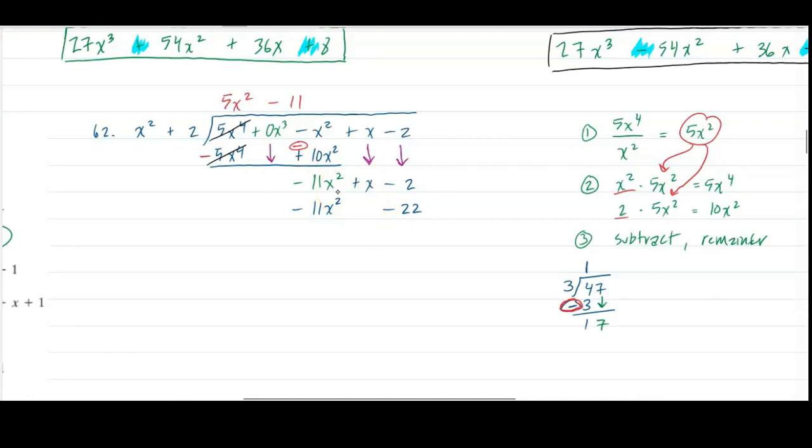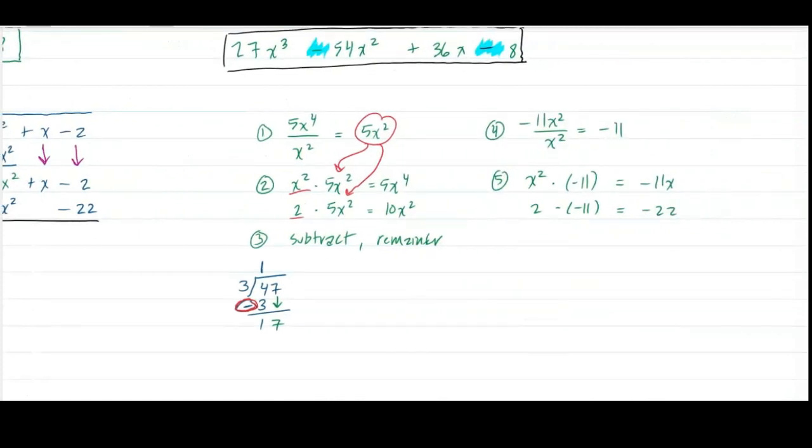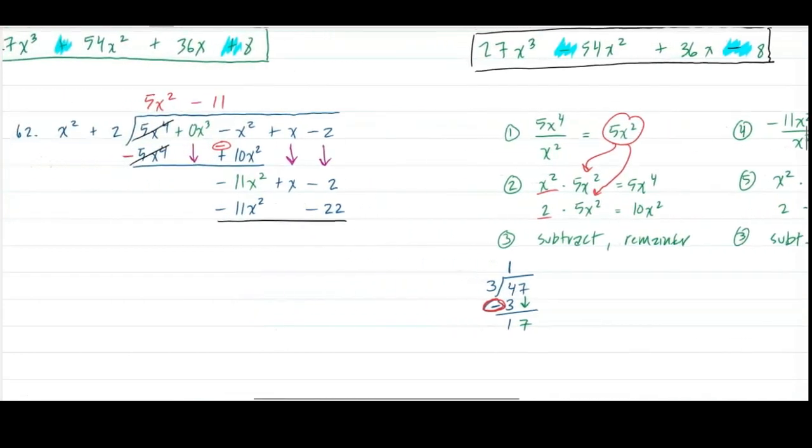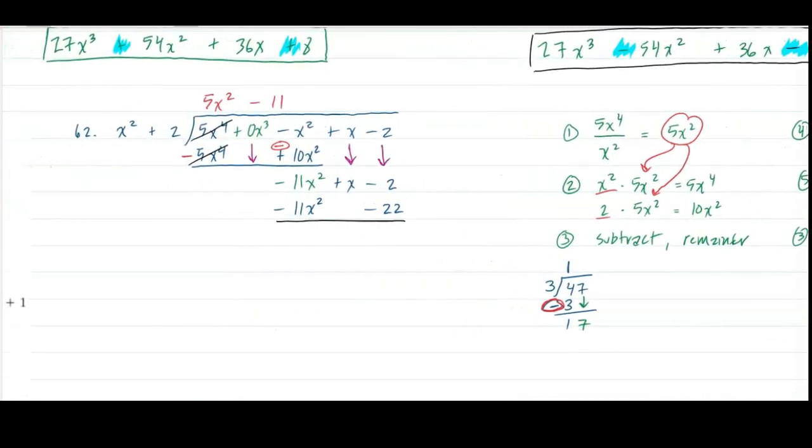So now again, what was the last step of the algorithm? The last step was to subtract. We have to subtract and then find the remainder. So we're basically repeating that process all over again. So here goes. When you say I'm going to take negative 11x squared and subtract positive 11x squared, that really means you're adding the 2.